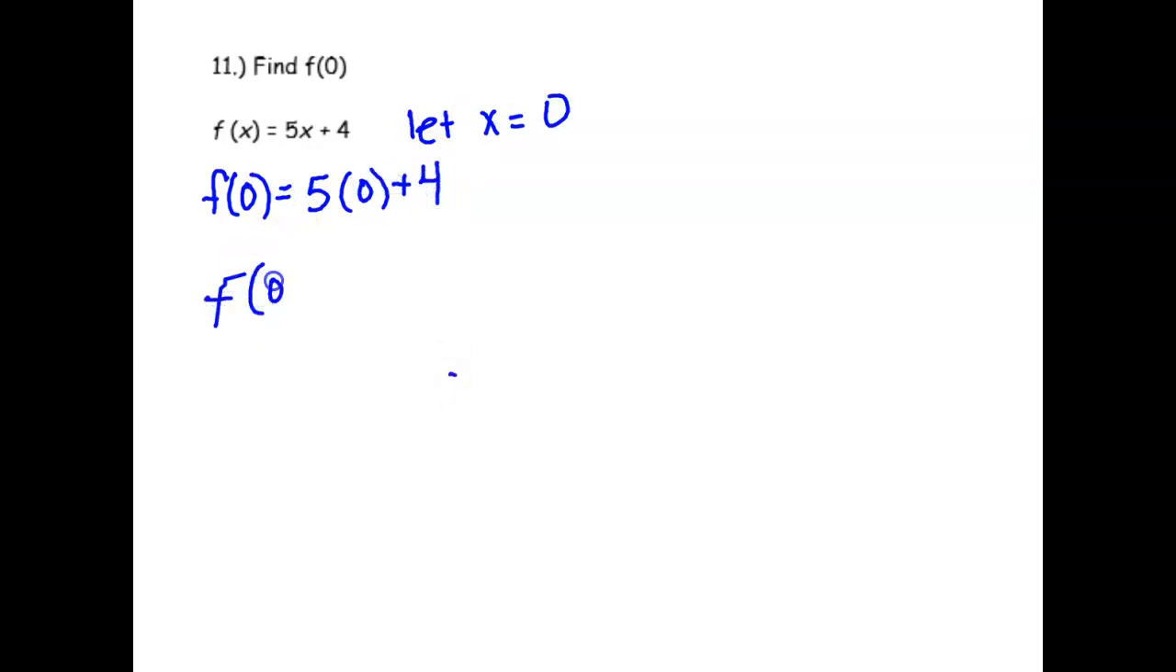All right. Number 11, finding f of 0 is different. F of 0 means you're letting x be equal to 0. So that means 5 times 0 plus 4. Okay, so f of 0 would be equal to 0 plus 4. So you give me the answer for that one. That should be pretty easy.